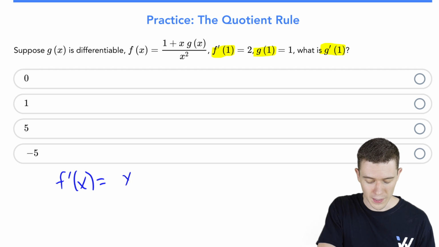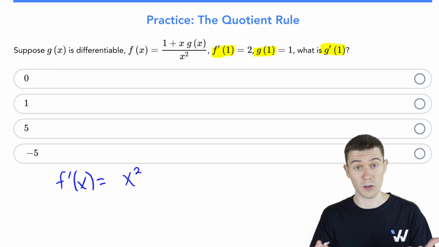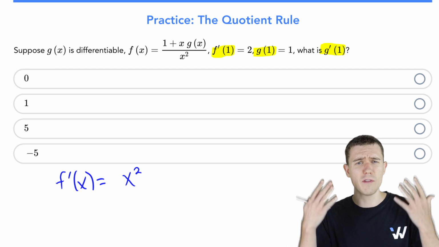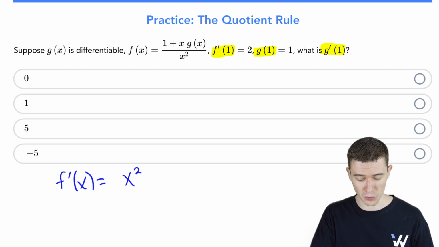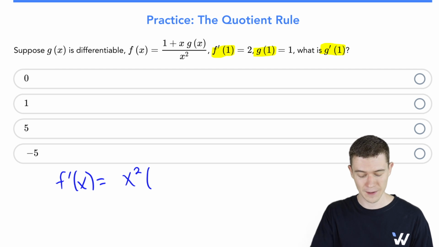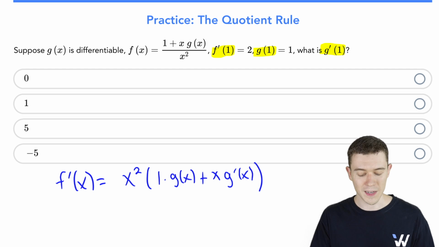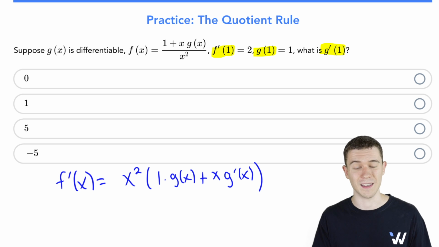So low is x squared. D high is the derivative of the top. The derivative of 1 is 0. The derivative of x, g of x, is a product rule. So we actually have a product rule within a quotient rule. This is getting wild. So the derivative of x, g of x: the derivative of x is 1 times g of x, plus x times the derivative of g of x, which is g prime of x. That's because I take the derivative of the first times the second plus the first times the derivative of the second. Okay, that's just the first part of the quotient rule.